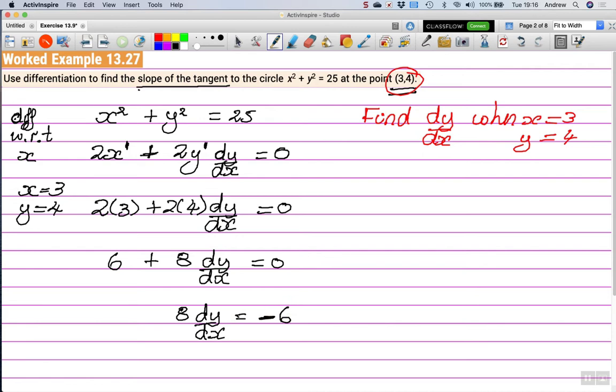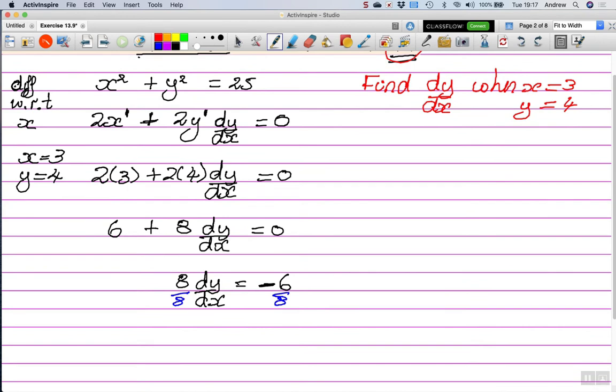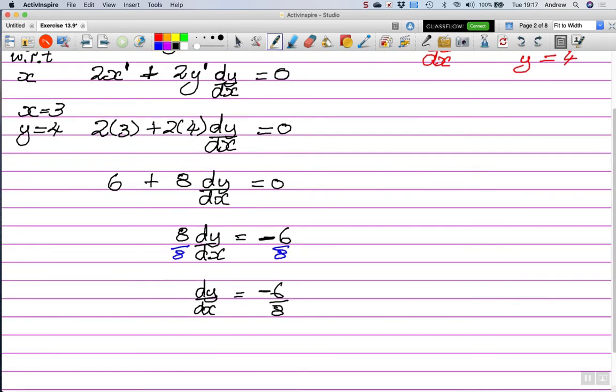And now what we need to do is divide both sides by 8. So we're going to be dividing both sides by 8, and therefore dy/dx is going to be equal to minus 6 over 8. Of course, you should know that minus 6 over 8 cancels down, 2 goes into both the 6 and the 8, and we end up with minus 3 over 4.